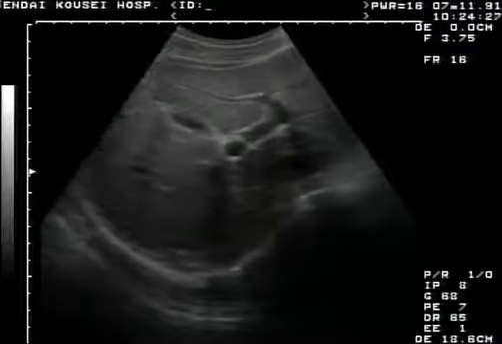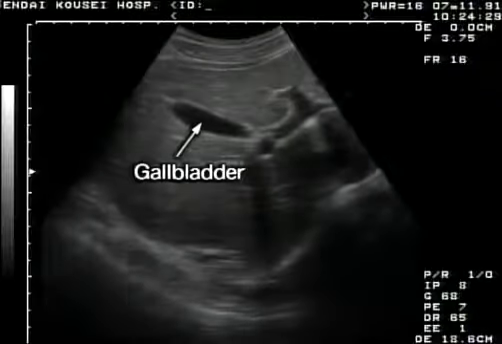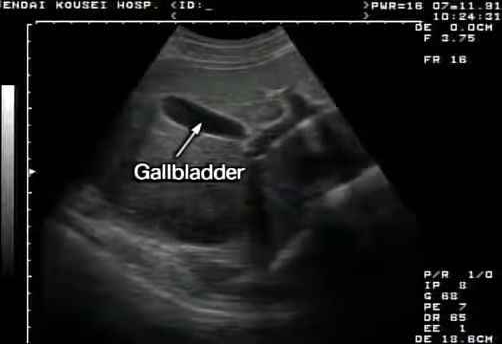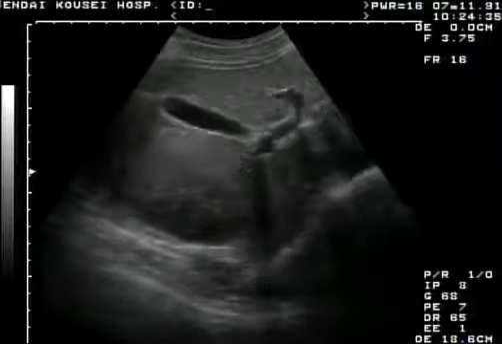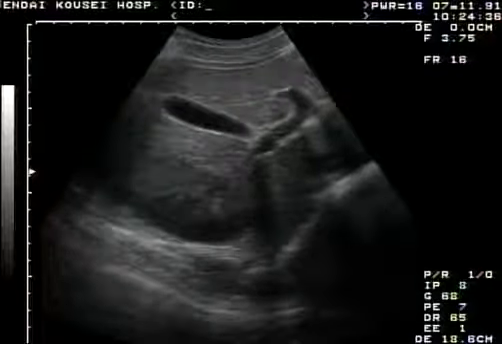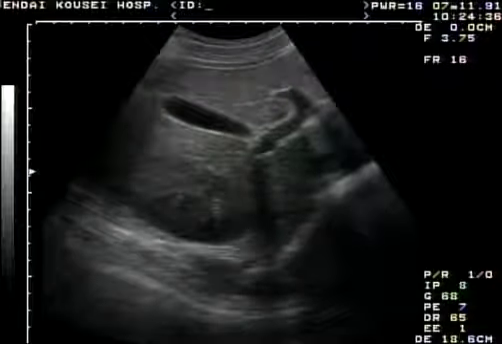The gallbladder has a pear shape and appears on the screen in the area extending leftward from the horizontal part of the portal vein. Assess the thickness of the gallbladder wall and check for the presence of foreign objects in the lumen.